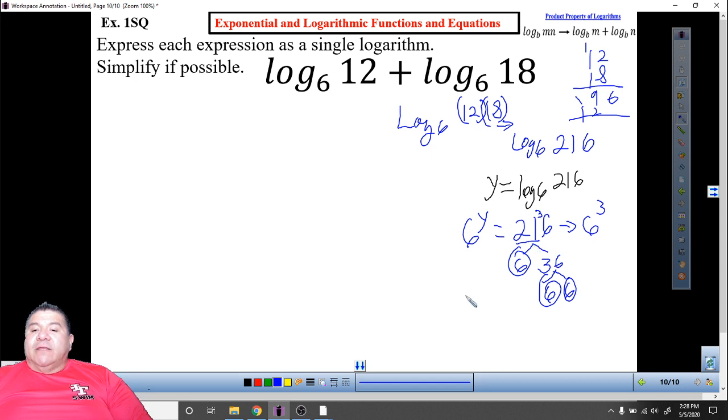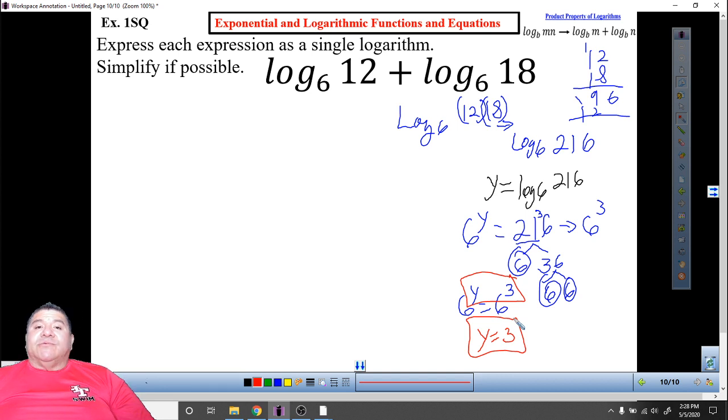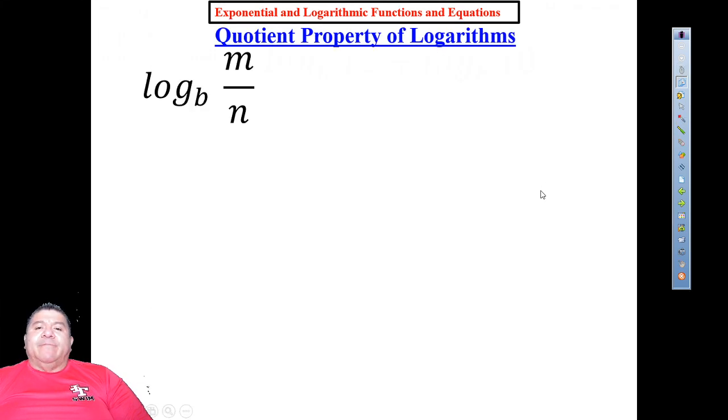So let's rewrite that. 6 to the y equals 6 to the 3rd. So our solution is y to the 3rd power, or y equals 3. Hands up if you got that. Bam. You should have gotten that by yourself, yeah? All right. Any questions on product property of logarithms? No. And that's pretty much it. That's as simple as we can see it. All right, let's move on to the next property.